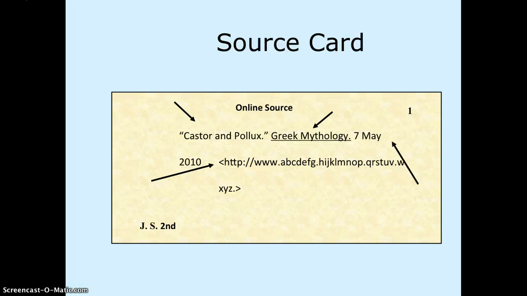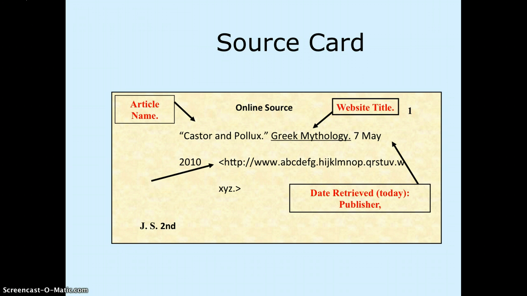This is an example of an online source card. I want you to copy this into the second square on your research paper and label it once again like so. Take some time, do your second note card. Okay, so now you should have 2 samples in your packet so you can always refer to them and you'll know how to make your source card.